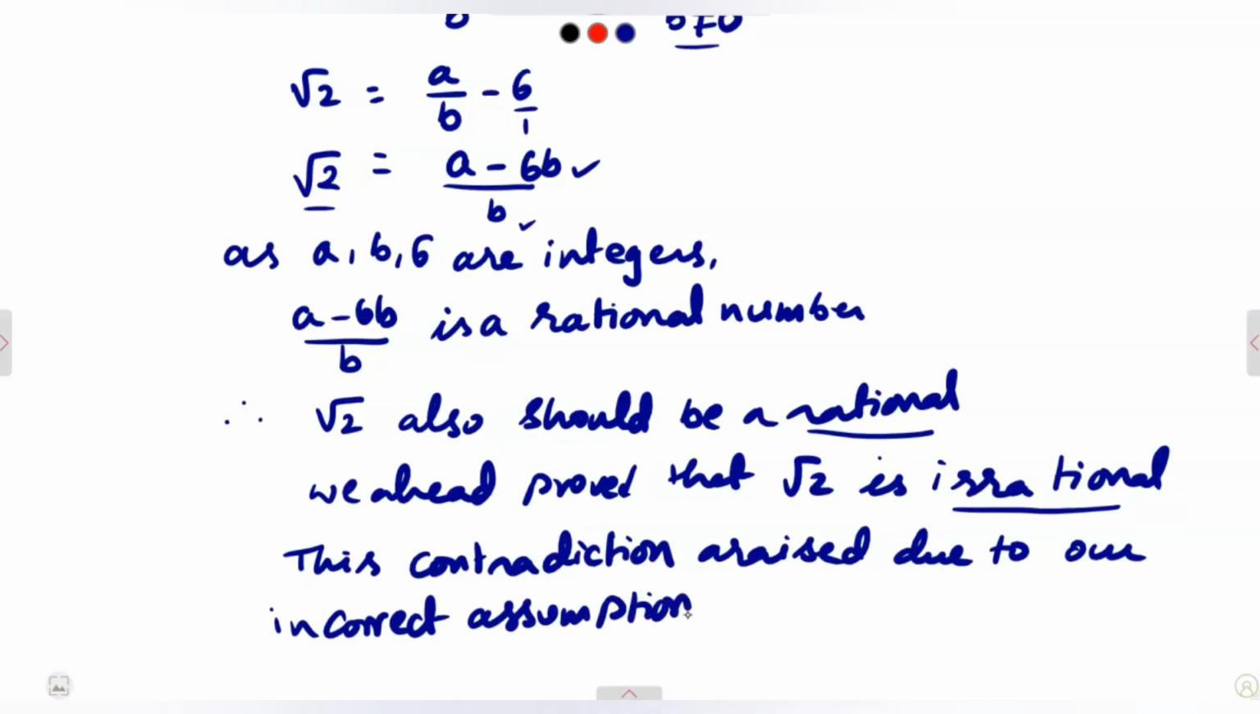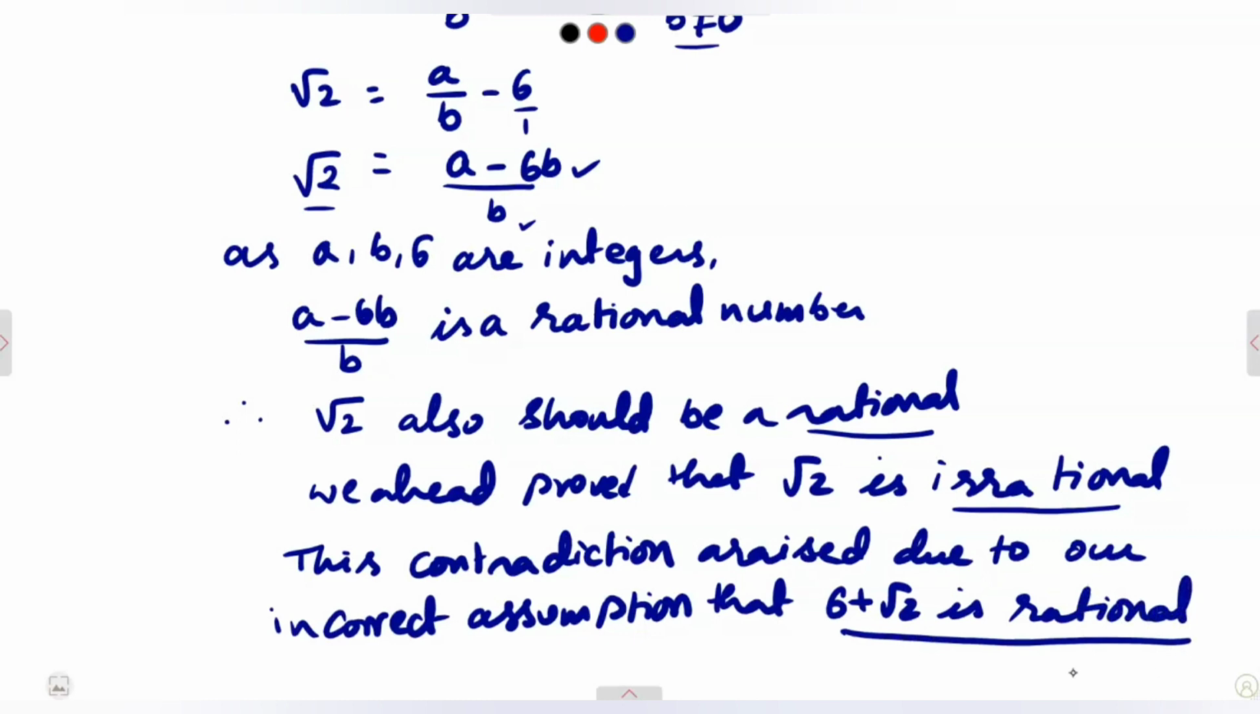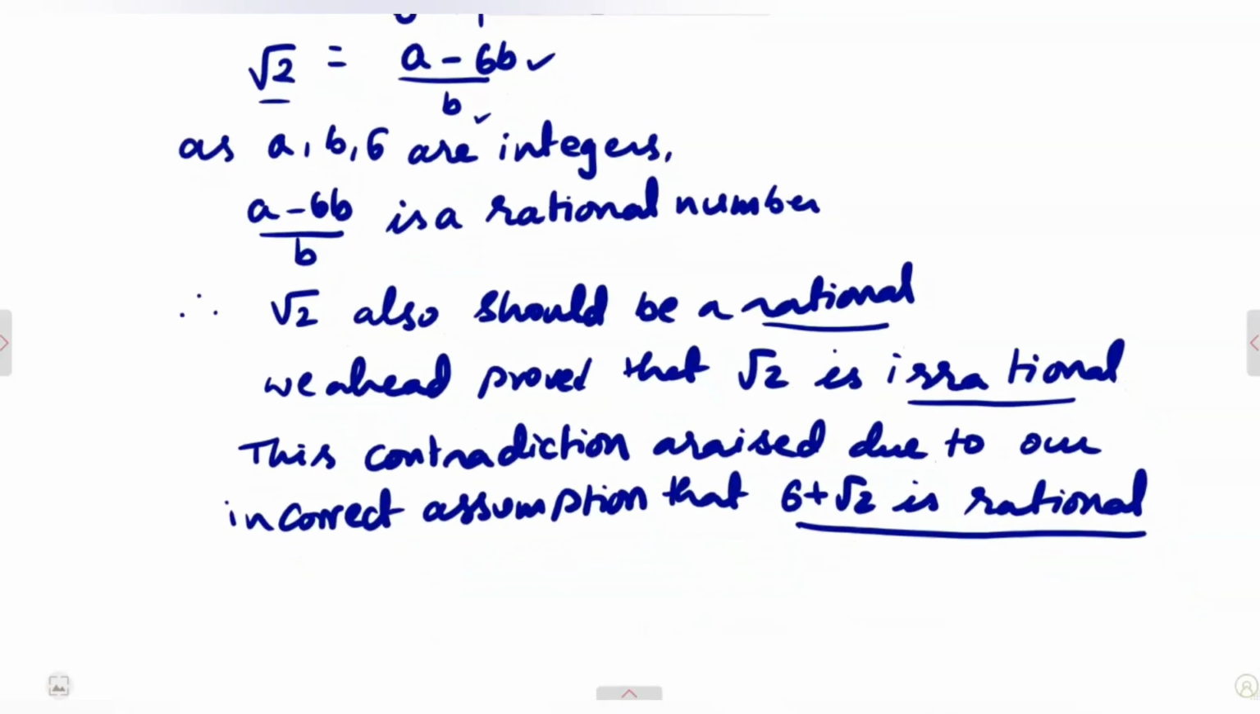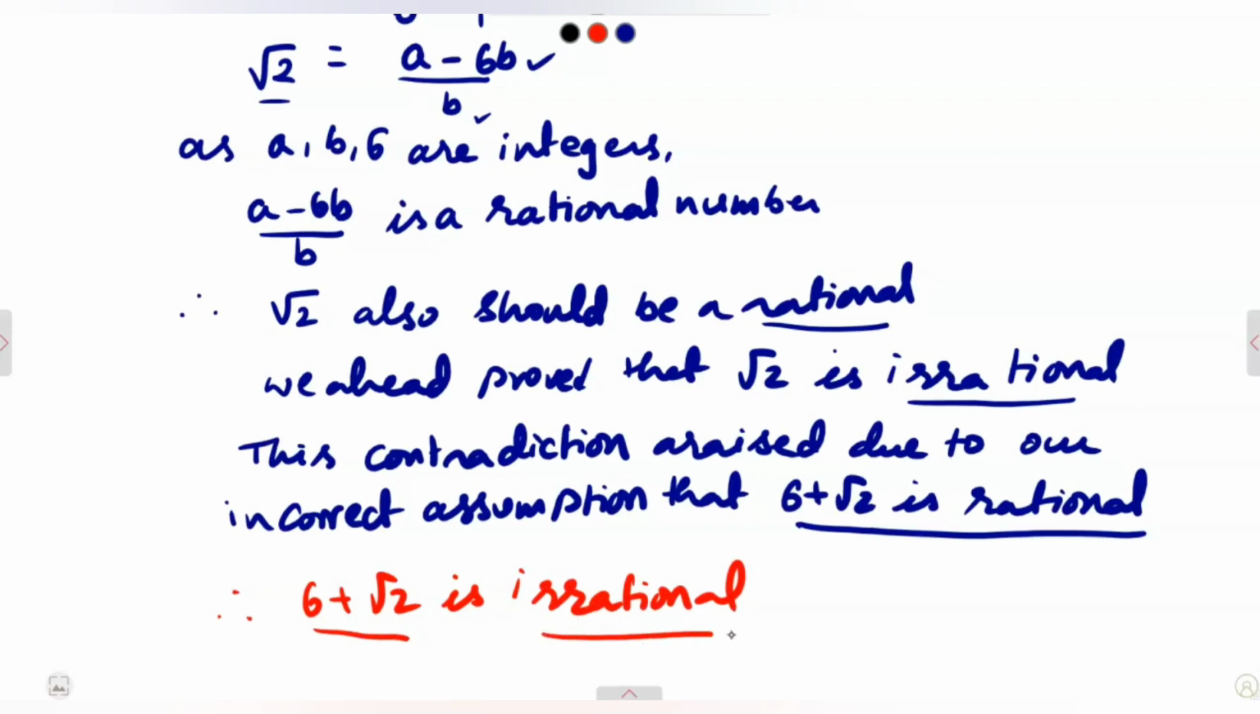What did we assume in the starting? 6 plus root 2 is rational, we thought, and started the whole thing. So that means this is a wrong statement. We got a contradiction, which means this is a wrong statement. So we can conclude this. Therefore 6 plus root 2 is irrational. You can prove like this.